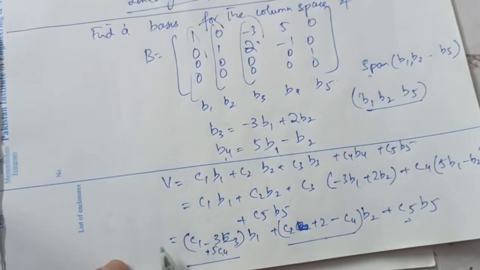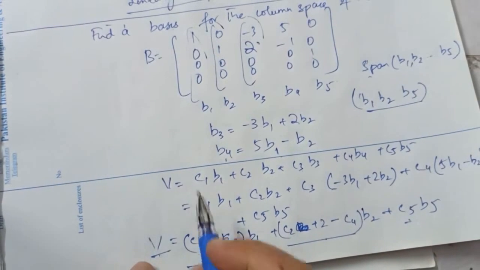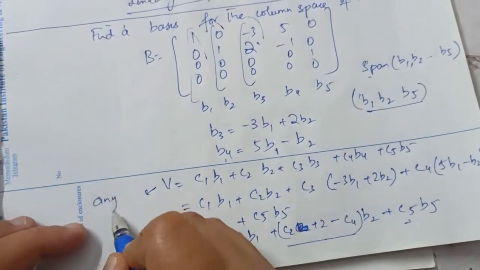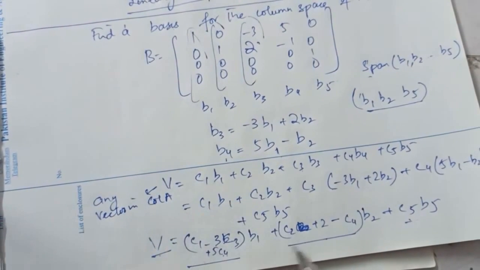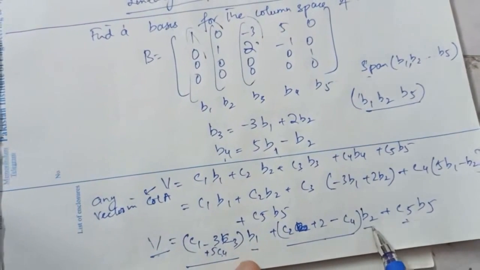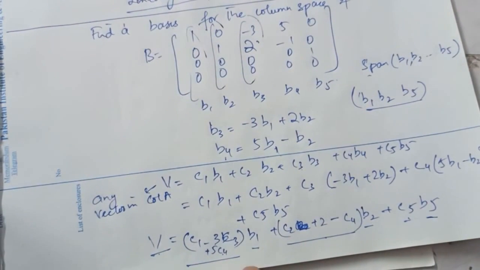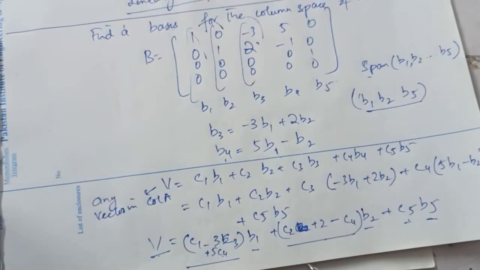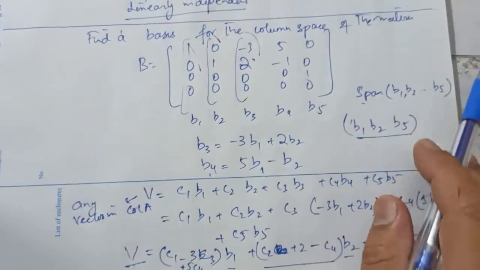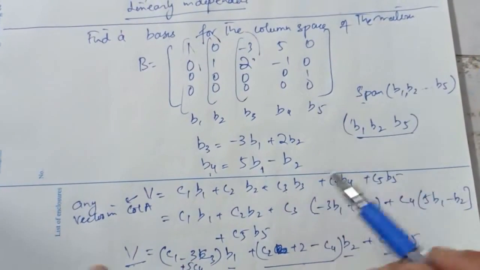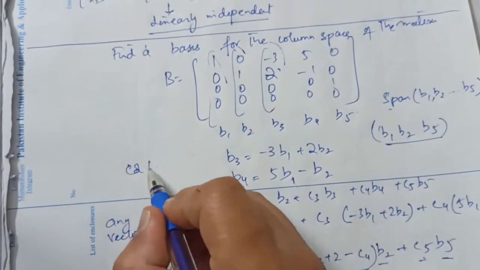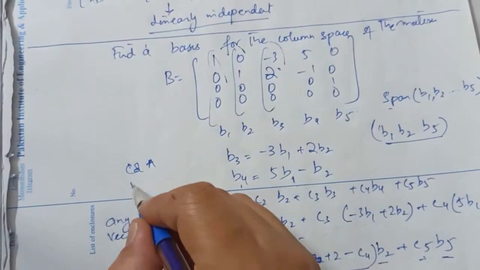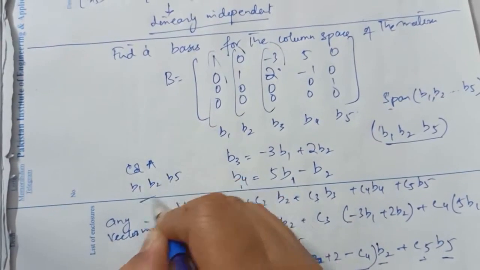So the v here, any vector in the column space of A, can be simply written from b1, b2 and b5 here, right? And we can actually see here that since b1, b2 and b5 cannot be written in the form of one another, it means they form a linearly independent set. So basically all the vectors in the column space of A can be spanned by b1, b2 and b5.